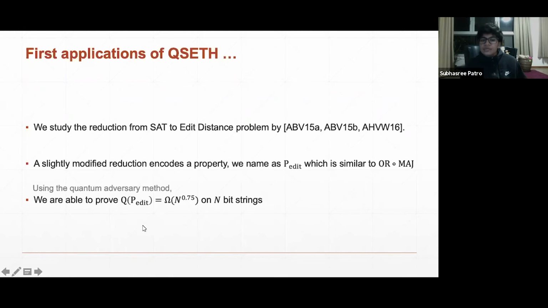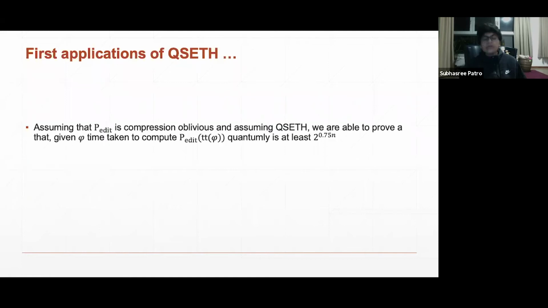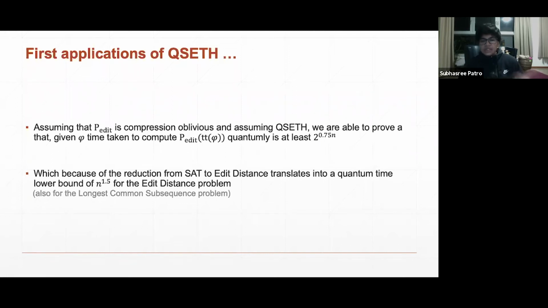But in our paper, we were able to show that the query complexity of p edit is also n to the power 0.75 on n-bit strings. And we use the quantum adversary method by Ambainis. Now, assuming p edit is compression oblivious and assuming that QSETH is true, we are able to show that when we are given a Boolean formula, the time taken to compute p edit on the truth table of this formula quantumly requires 2 to the power 0.75n, which, because of the reduction, translates to an n to the power 1.5 lower bound for this edit distance problem. And a similar result holds for the longest common subsequence problem as well.